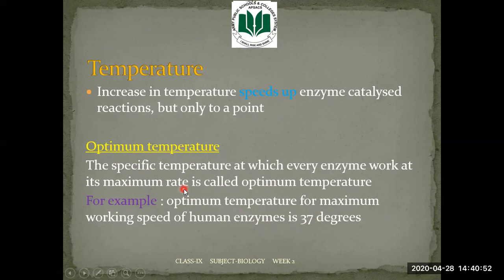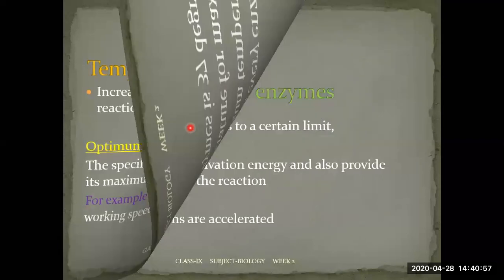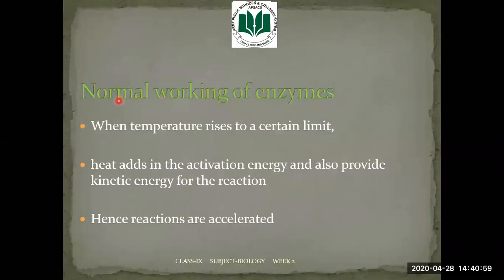its optimum temperature. So what is the role of optimum temperature in the rate of enzyme activity? Let's explore. Enzymes work at their normal rate when temperature rises to a certain limit. When heat adds up, or when we increase the temperature, it adds to the activation energy and also provides kinetic energy for the molecules to move faster. Hence, the reaction rate is accelerated; the word accelerated here means the reaction rate is increased with increased speed.